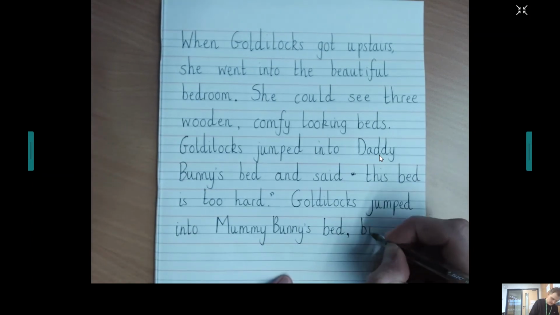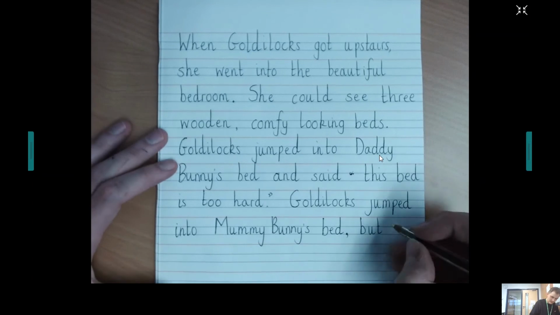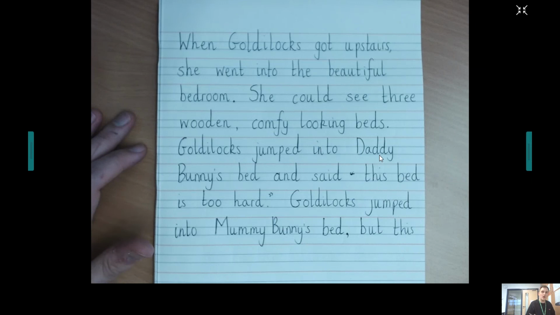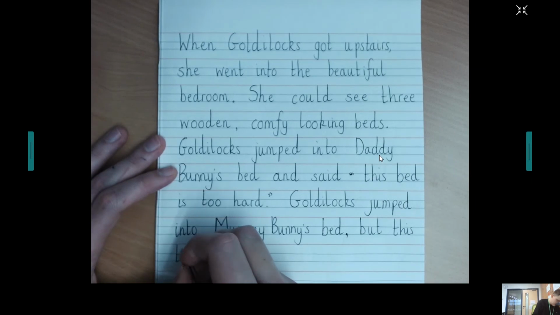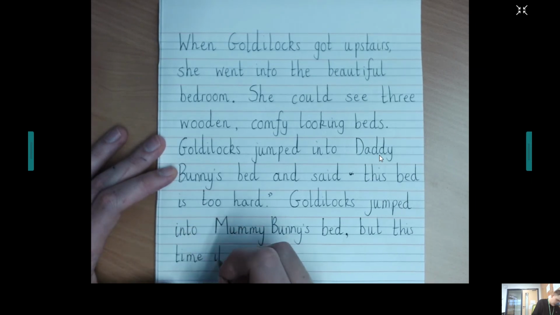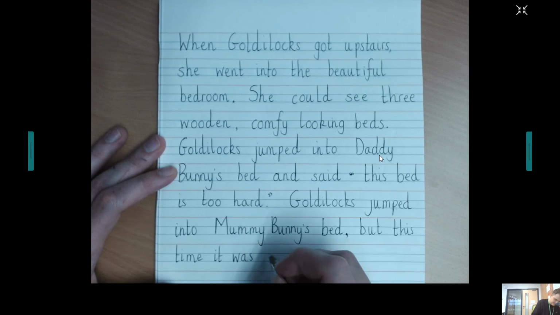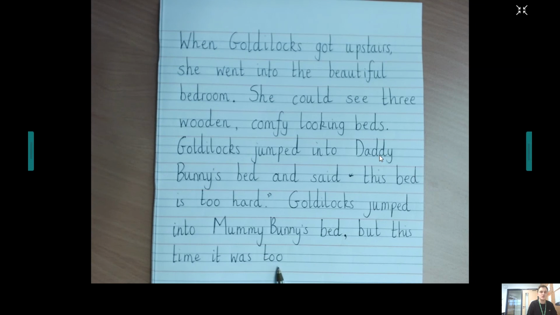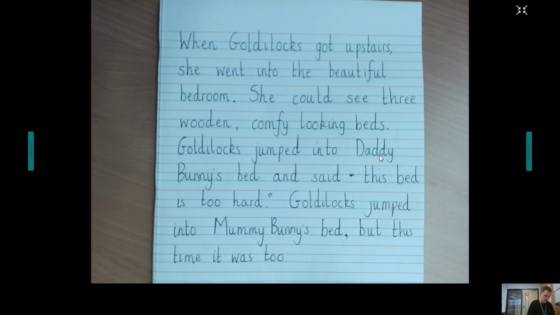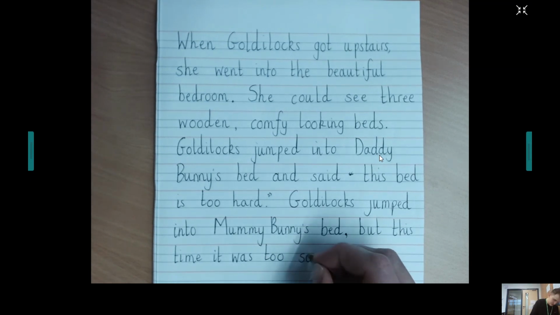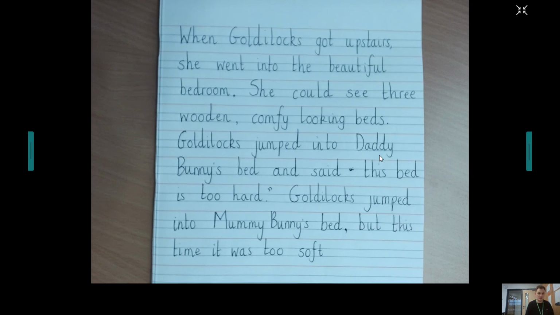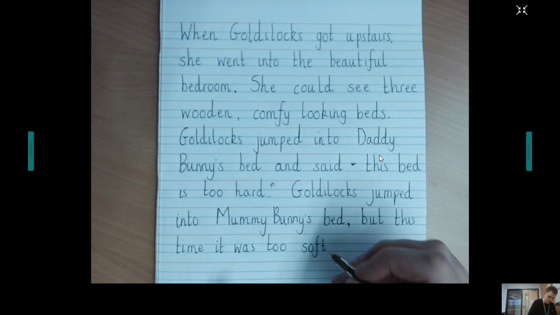But this time, what was it? Was it too hard? No, this time it was too, and one of the words that we're getting incorrect sometimes is our to sound. It's a long oo, so 2 O's, was too soft. And it's like a big fluffy cloud, isn't it? You could write that if you wanted, because that's a really lovely piece of description. But this time it was too soft.